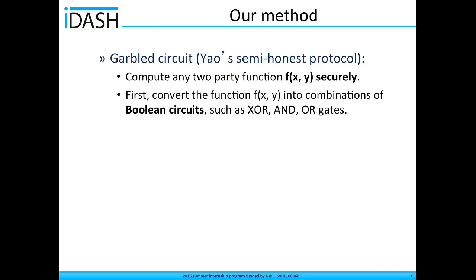So here I will briefly introduce how the garbled circuit works and why it can securely compute functions. The garbled circuit is also called the Yao semi-honest protocol. It was proposed by Dr. Yao, and this technique can securely compute any two-party function f(x, y), where the two parameters x and y come from two different parties. When we want to do secure computing, we first need to convert the mathematical function f into a combination of Boolean circuits, such as combinations of XOR and OR gates.